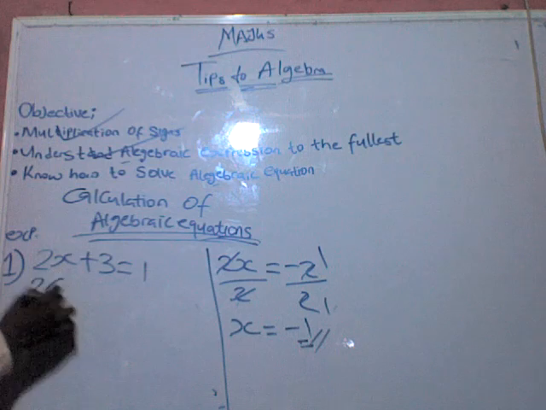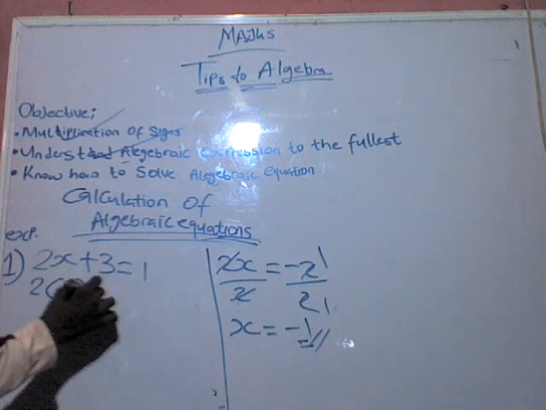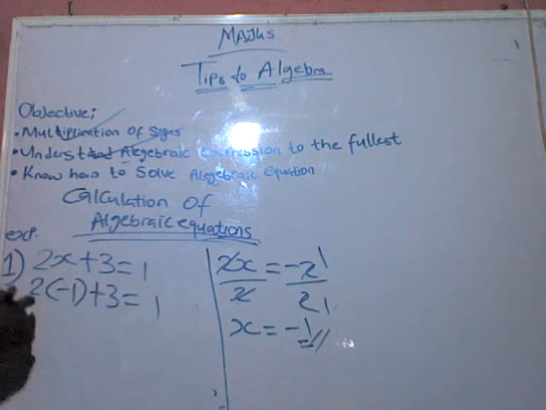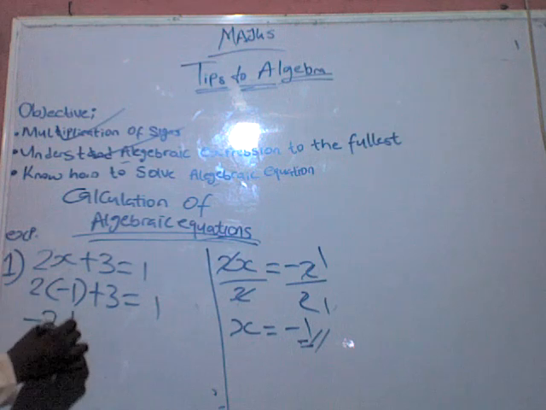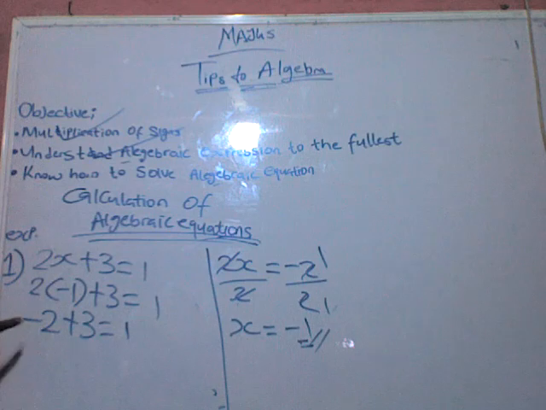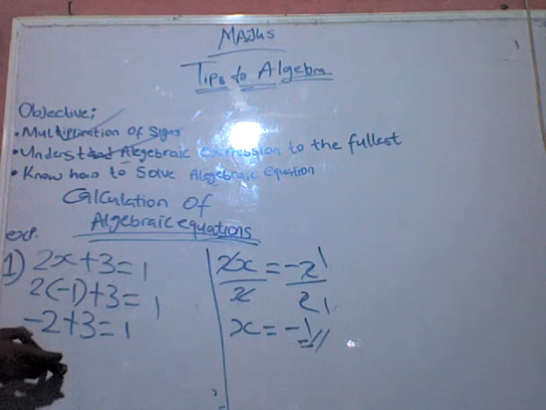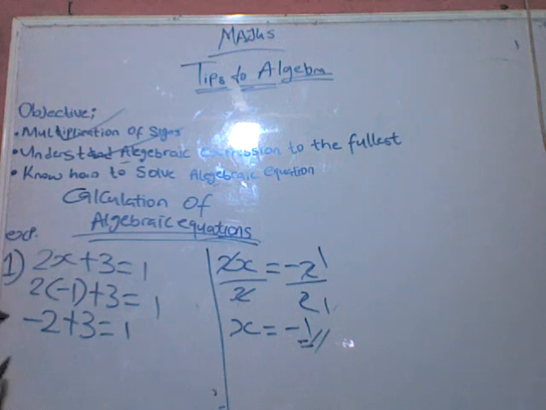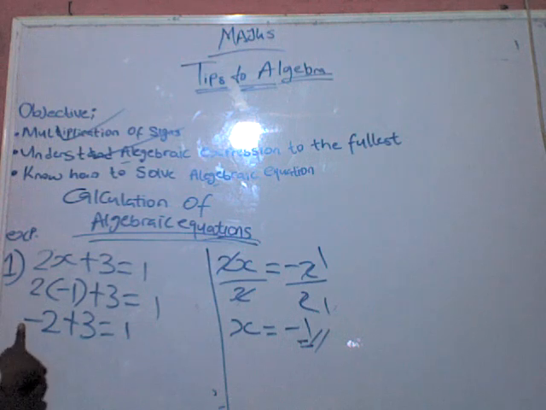So we have 2 open bracket minus 1 plus 3 equals what? 1. And 2 times minus 1 is minus 2, plus what? 3 equals 1. Then minus 2 plus 3 is another aspect of mathematics that you need to focus on. Now take this minus as owing something. Let's say owing a particular amount of money.